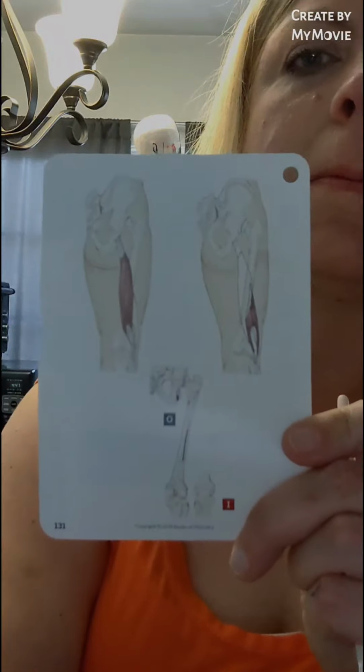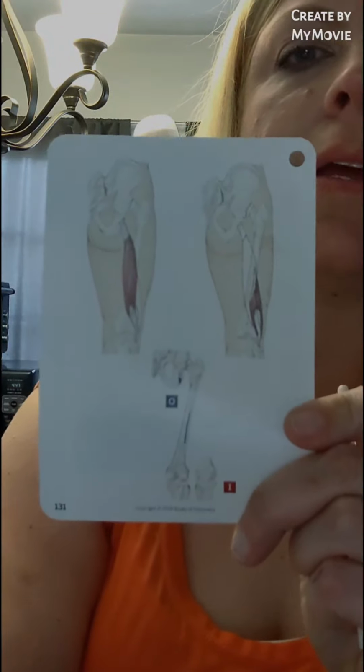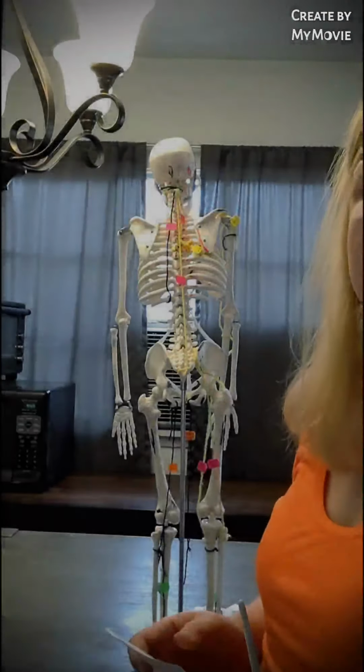And that's what the biceps femoris looks like. Okay, our third group is the lower leg and foot. The first muscle is the gastrocnemius.